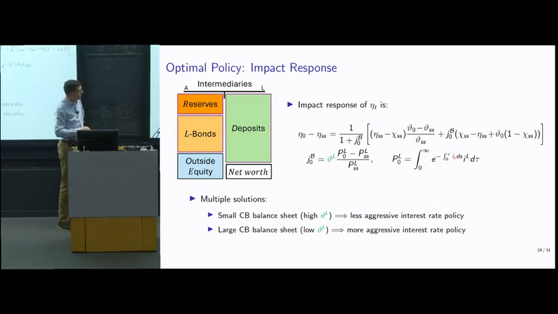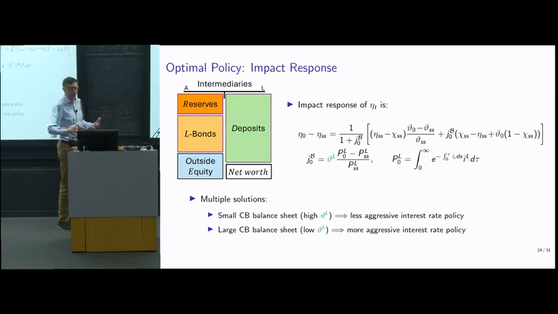So if you end up in a situation where your central bank balance sheet is small, think about the pre-financial crisis balance sheet. The central bank balance sheet was very small. There were very few reserves. A lot of long-term bonds were held by the intermediaries. So this var theta L was very high. And that means that because this var theta L is high, you only need a small change in the bond price to achieve this J naught B. So if you have a small central bank balance sheet, you need a less aggressive, a more modest, a more mild interest rate policy. You just need to change the bond price a little bit, and that's going to already push you towards the efficient response.